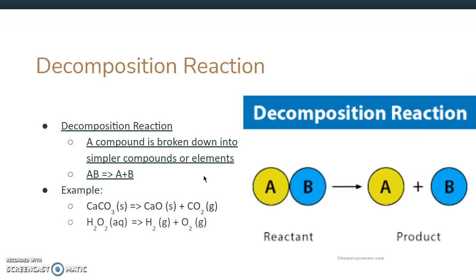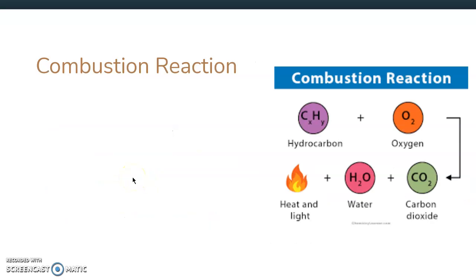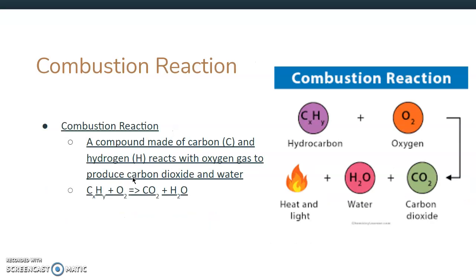So unlike our other ones, where it could be any AB goes into A plus B, we always are going to have some kind of compound with carbon and hydrogen, and it can be any number of them. We could have 10 carbons and 20 hydrogens, or 1 carbon and 4 hydrogens. And it's always reacting with oxygen to make CO2 and water.